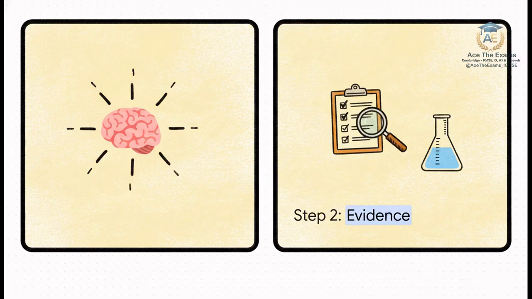Step 1, the concept. You always start with the correct physics terminology and the equation itself. Don't just start writing random numbers. Actually write out density equals mass divided by volume.